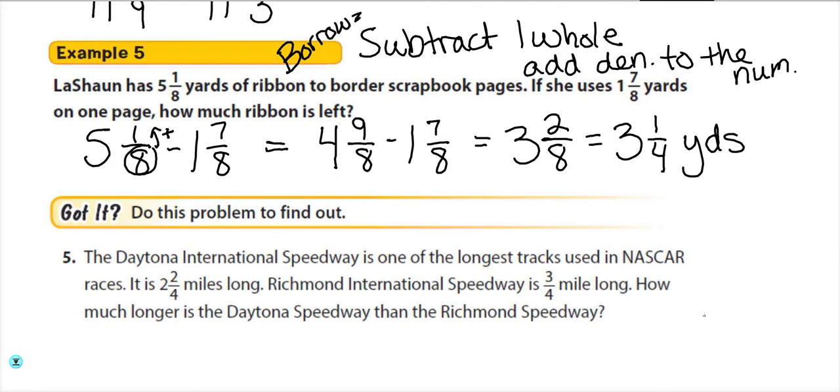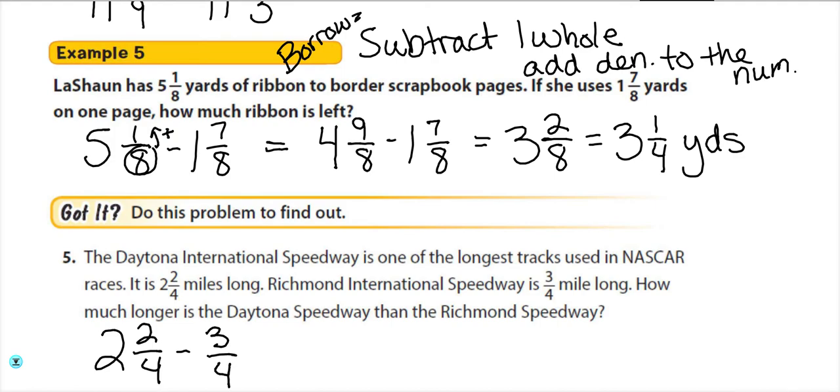Not a big deal. It says the Daytona International Speedway is one of the longest tracks used in NASCAR races. It is 2 2/4 miles long. Richmond International Speedway is 3/4 of a mile long. How much longer is the Daytona Speedway than Richmond Speedway? So if I take 2 2/4 and I subtract 3/4, all right, can I do it?